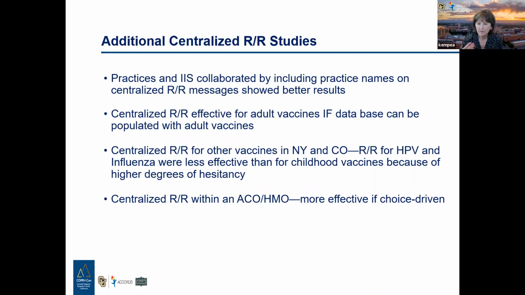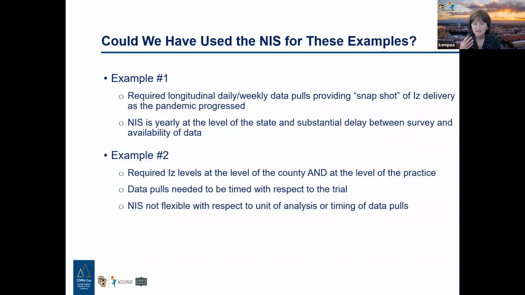So we've done a lot of other trials in this way. We've looked at ways to improve it by including the practice name on the messages. We've looked at the effectiveness among adult populations if the database can be populated within a system. We found that centralized reminder recall doesn't work very well for vaccines when there's a high degree of hesitancy on the part of the population. And we found that it's more effective if patients or parents can choose the method they want to be contacted by. Next slide.